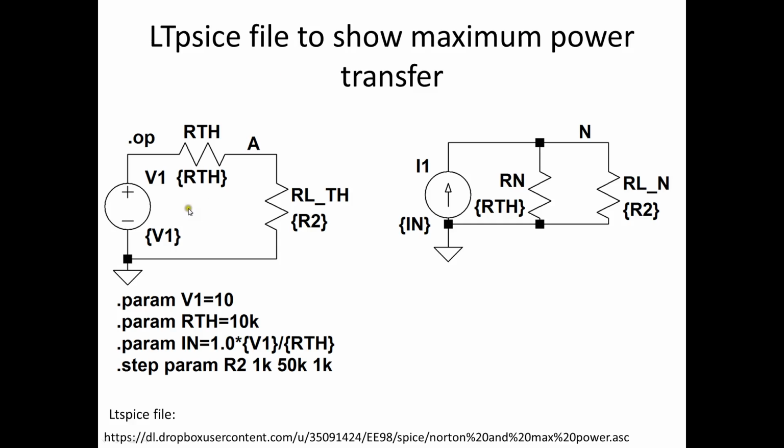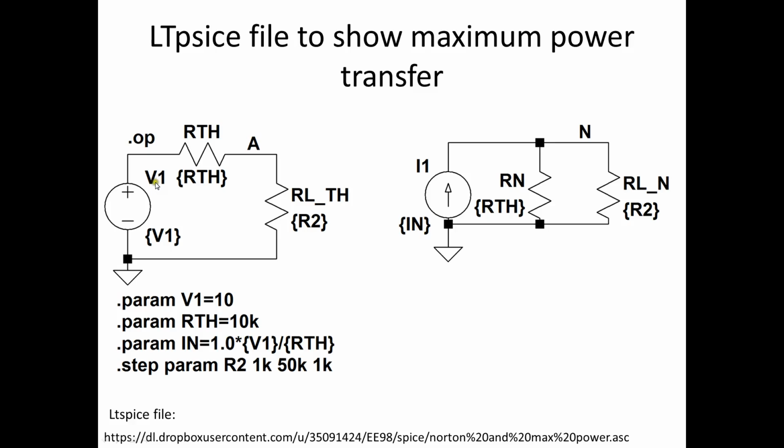So over here I have a Thevenin equivalent circuit. Right here is .op, which means run a DC simulation. This is called R Thevenin, and the value is R Thevenin in brackets. And what that means is it's a variable. And so if I go down here into these commands, notice .param R Thevenin equals 10K. That means that'll be fixed. All right. Now over here I have R Norton, but it's the same value, RTH, as the 10 kilo ohms that I put here.